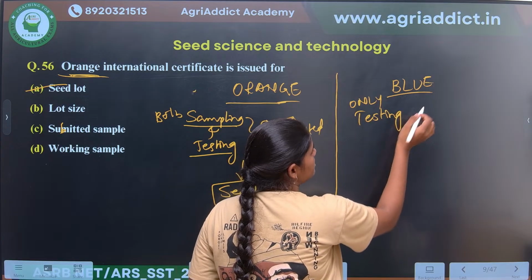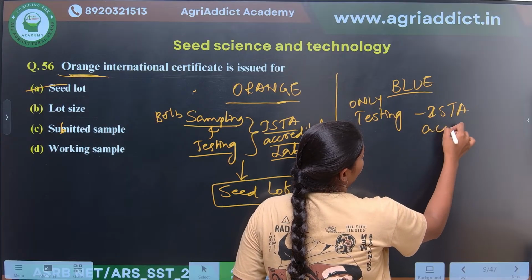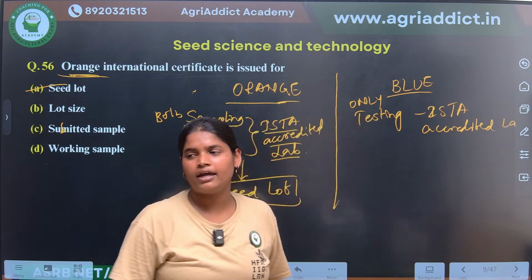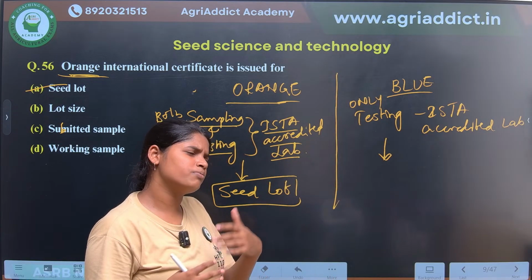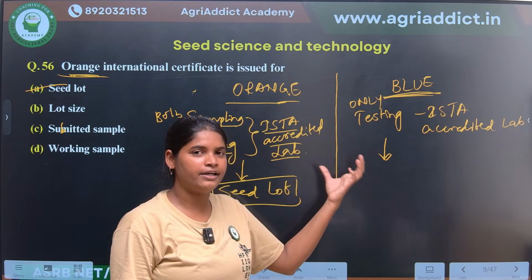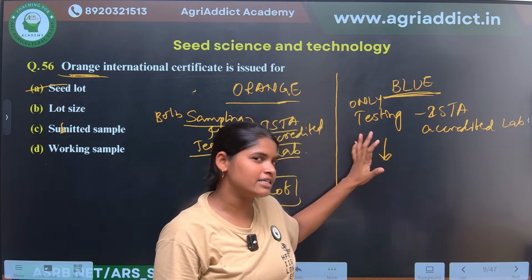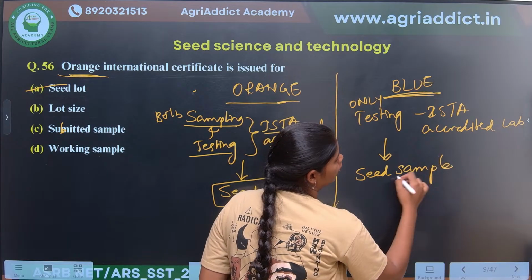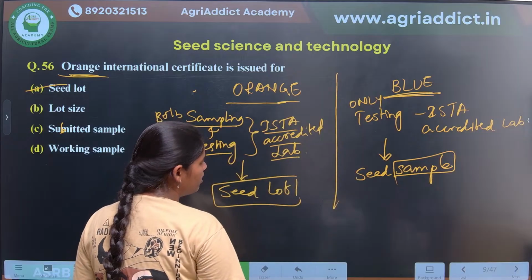Only testing of that sample is done by an ISTA accredited laboratory. Sampling may be done by others. So it is not related to the lot, because while testing they don't know how it was sampled and how the sample was obtained. Whatever we have submitted, they just test it. So it is related only to the sample, not the whole lot, because they don't know about the lot. Whatever submitted sample they got, they just tested it.